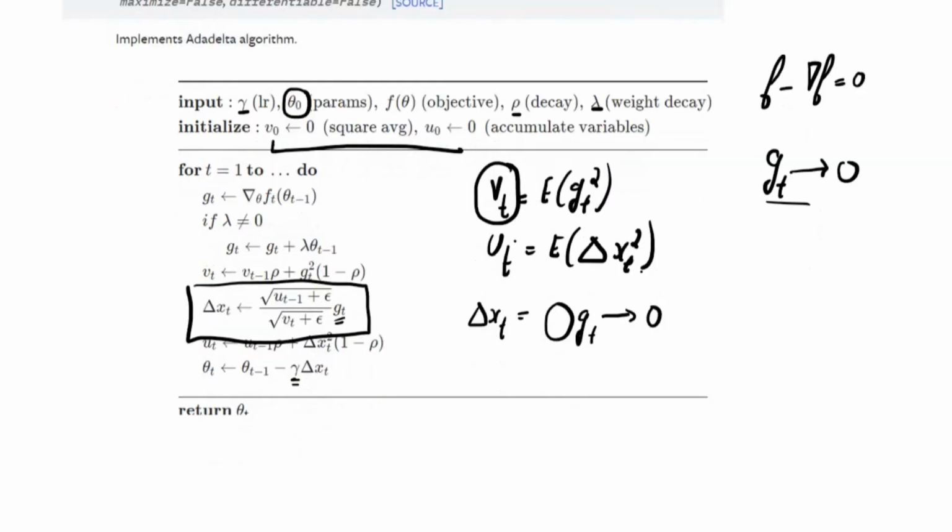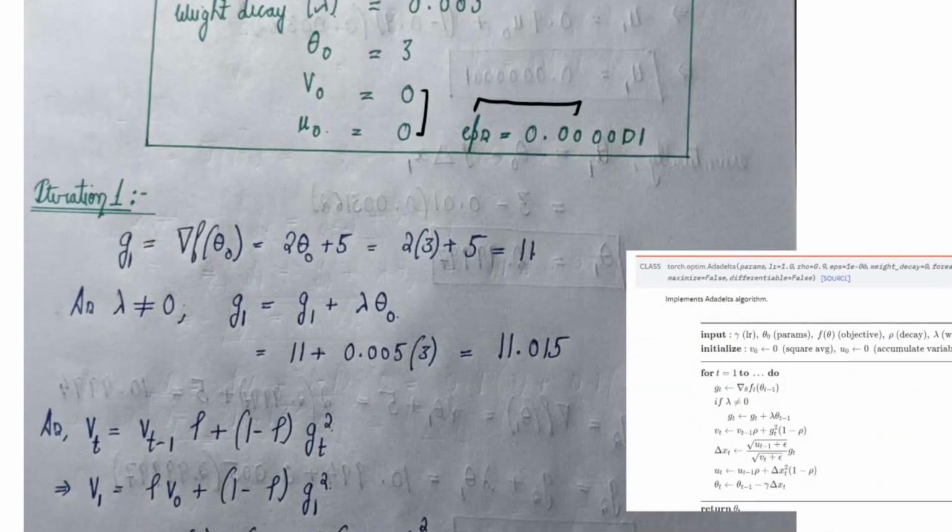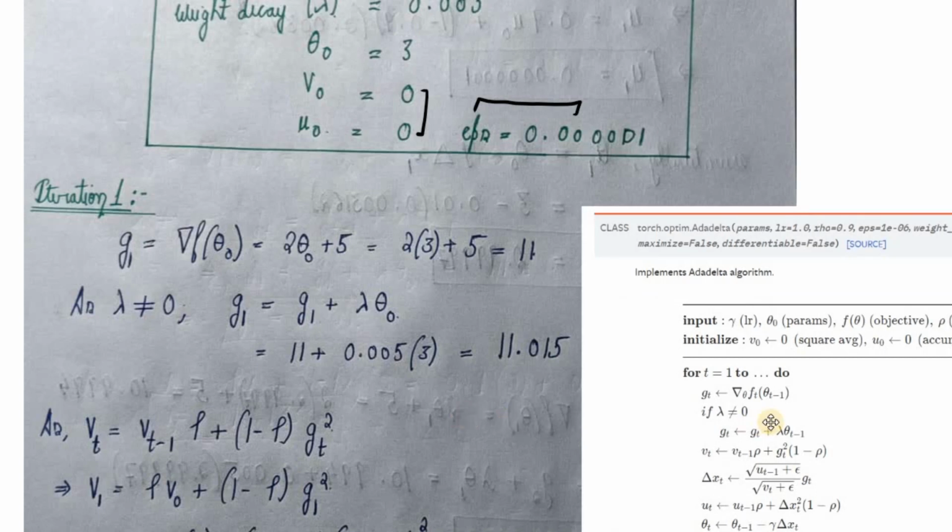Now we will proceed further to perform the first iteration of this algorithm. I will keep this implementation handy so that it is easy to follow. The first step is to compute the gradient of f theta t minus 1. So g1 will be the gradient of f theta naught, which is 2 theta naught plus 5. I substitute the value of theta naught as 3, and this is the g1 which I am getting. And since lambda is not 0, we consider the value of lambda as 0.005. We do the weight updation step, which I have mentioned over here. And now we proceed with the calculation of Vt on this step.